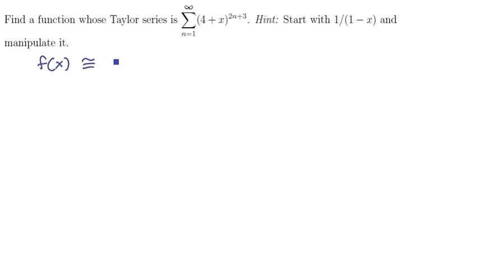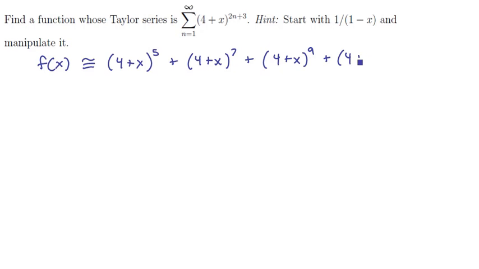Now if we plug in n equals 1, 2, 3, 4 so we can actually look at it, when n is equal to 1, (4 + x) to the 2 plus 3, or 5. The next term would be (4 + x) to the 4 plus 3, or 7. The next one, when n is 3, would be 6 plus 3, or 9. And then (4 + x) to the 11, and on down the line. And so it's pretty obvious what the pattern is here. It's just 4 + x to powers that are going up by 2 each time.